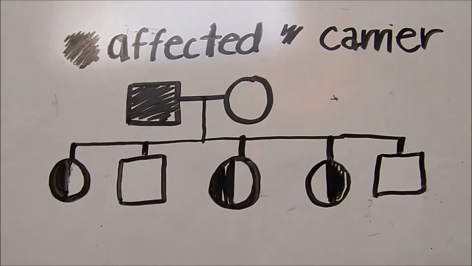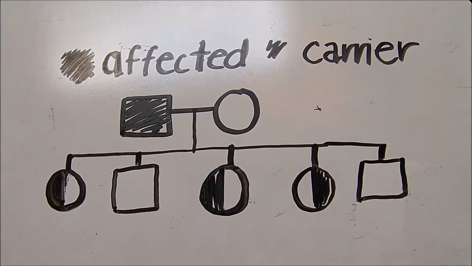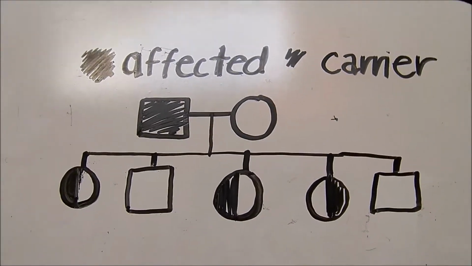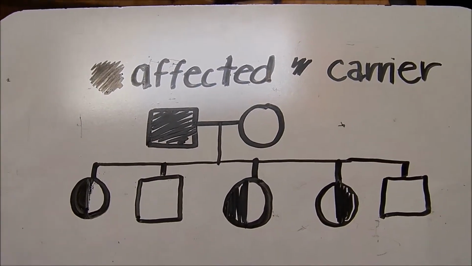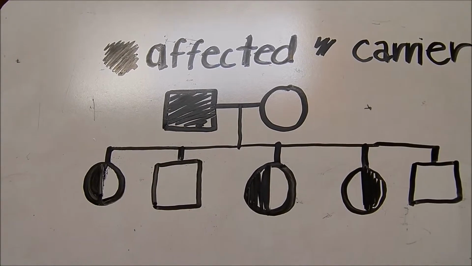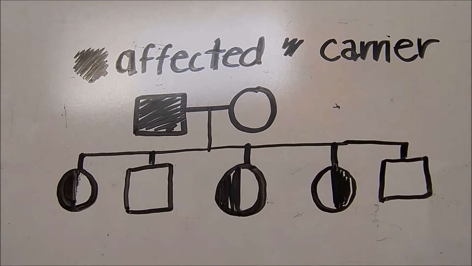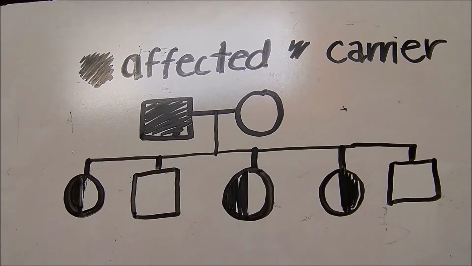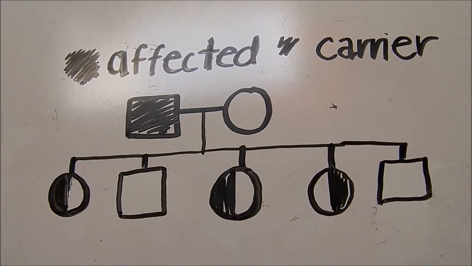So this is the pedigree, and the shaded shapes are those that are affected, and the half shaded means they're carriers. So also, the squares mean it's a male, and the circles mean it's a female. So here we have an affected male married to a non-affected female, and they have 3 carrier daughters and 2 non-affected sons.